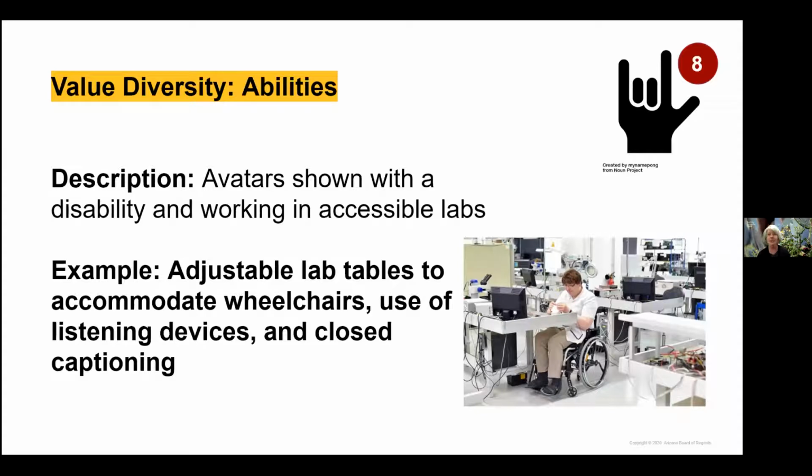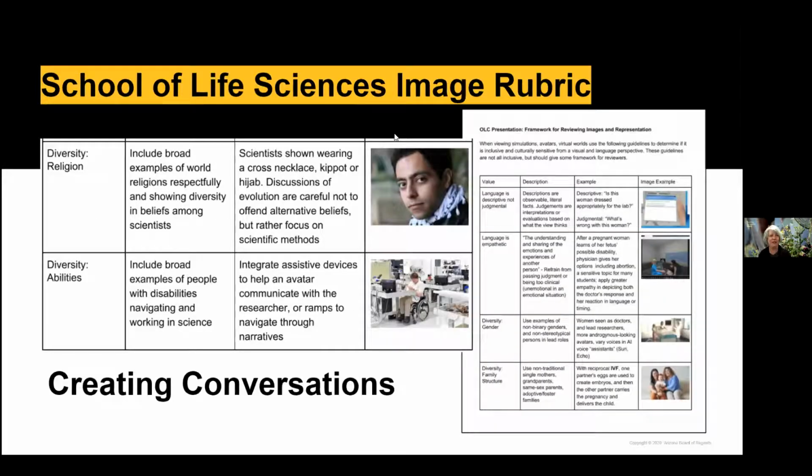There was a lot of discussion even around technical tools that would have audio responses rather than visual responses. So again, we could show researchers and scientists using devices that were accessible. So that became our School of Life Sciences image rubric, and we used it evaluating a number of our virtual reality simulations, but it did branch out quite a bit.